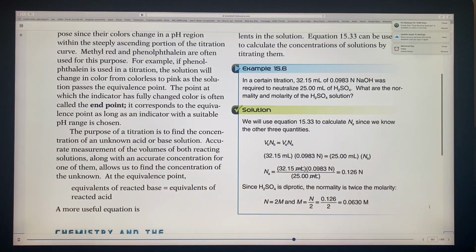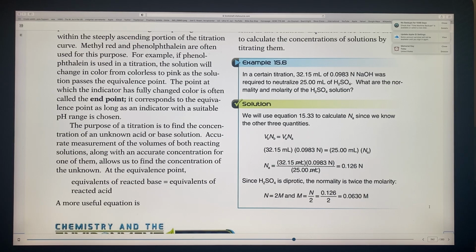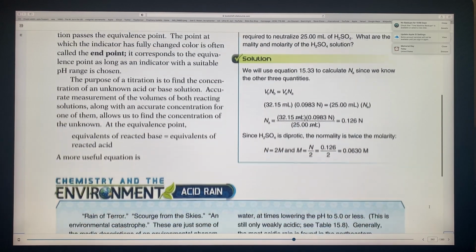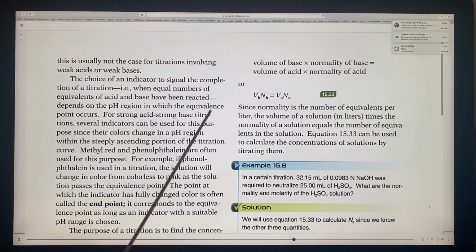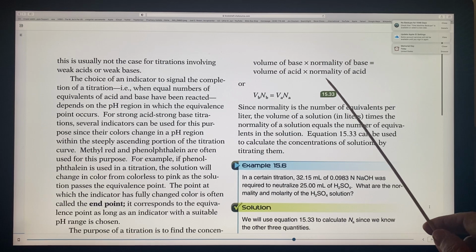The purpose of a titration is to find the concentration of an unknown acid or base. The accurate measurement of the volumes of both reacting solutions, along with the accurate concentration for one of them, allows us to find the concentration of the unknown. So basically, this is important: the equivalents of the reacted base have to equal the equivalents of the reacted acid. That equation is up here: volume of base times the normality of the base equals volume of acid times the normality of the acid.